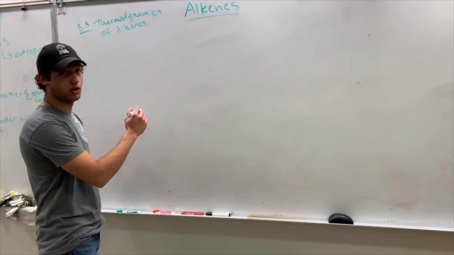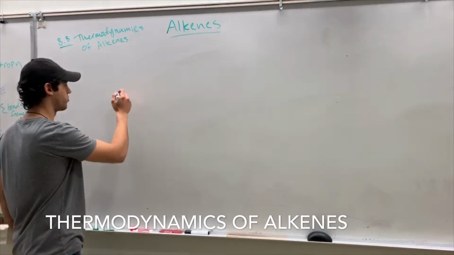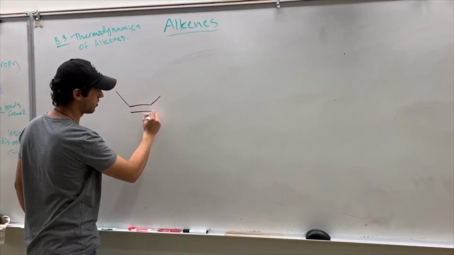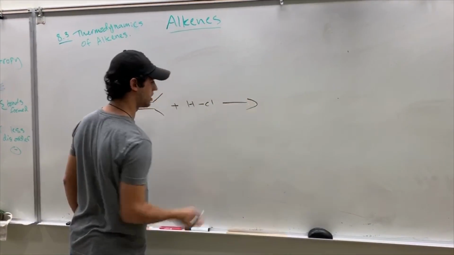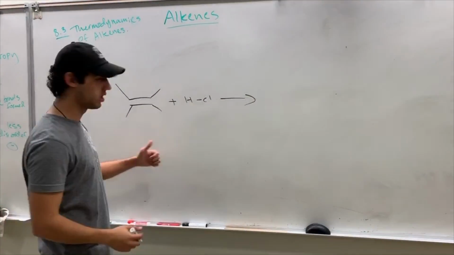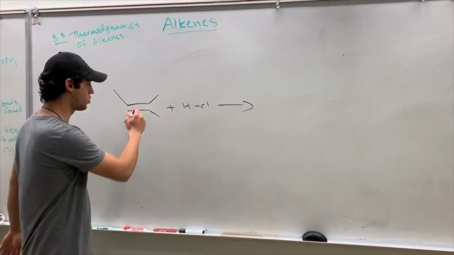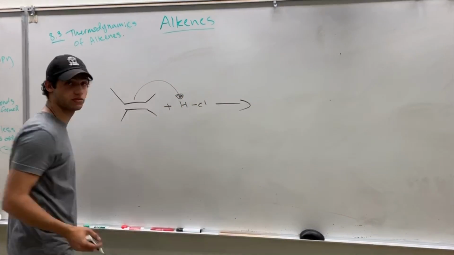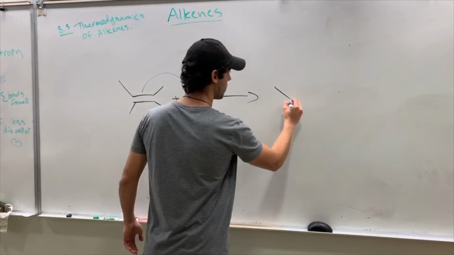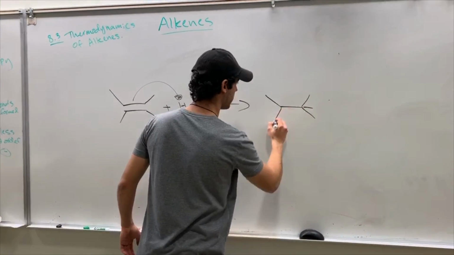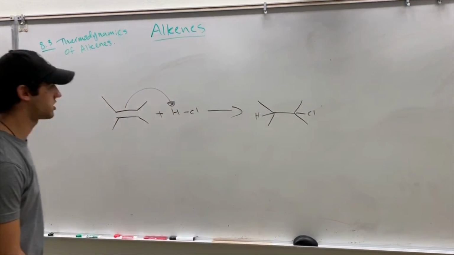So in 8.3 we're going to talk about the thermodynamics of an alkene. In this we'll use a real example. Here I have an alkene, and I'm going to add it to hydrochloric acid and see what it's going to give me. Remember from 8.1 how we said the pi bond could act as a nucleophile or base. In this situation, it would act as a base and actually extract that hydrogen. I'm not going to draw the whole mechanism, but I'm going to just give you the result. The result should be like this. Remember, the chlorine is attached to that side and the hydrogen attached to that side.